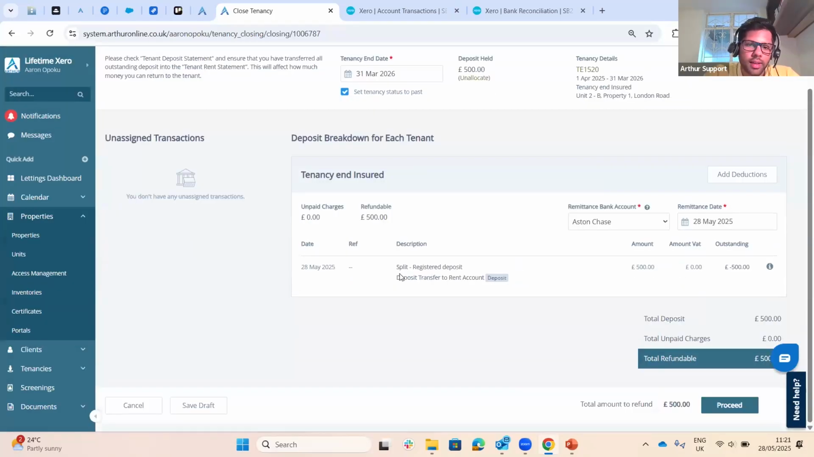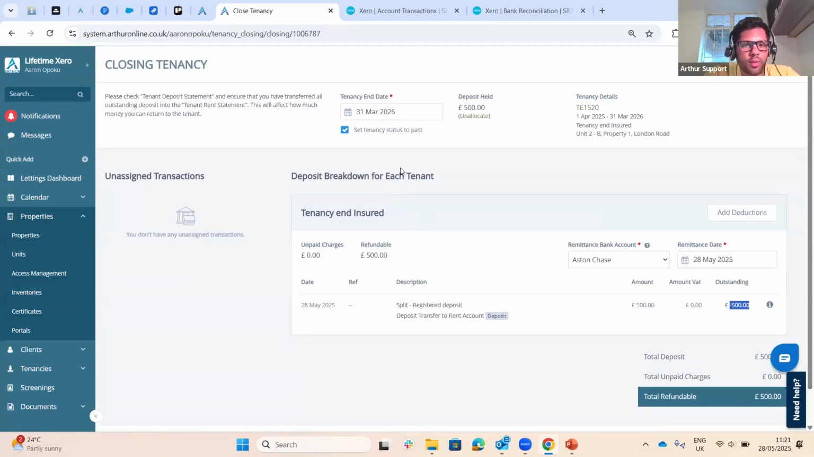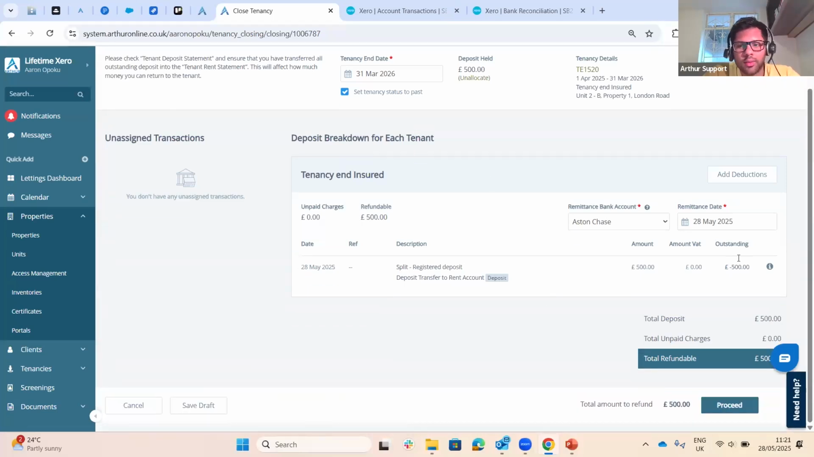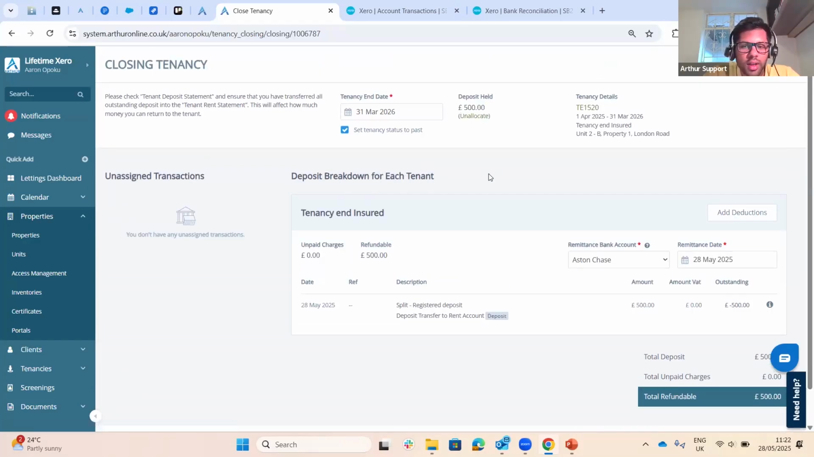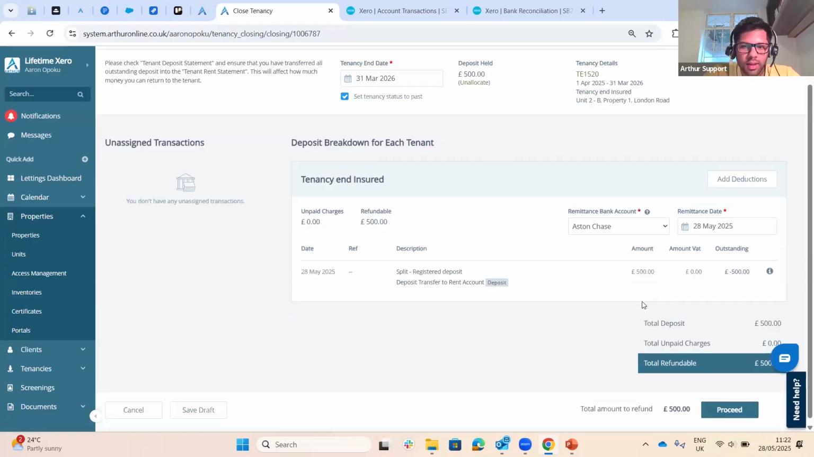So that will automatically create this transaction type, deposit transfer to rent account, £500, which is essentially the opposite transaction type to the registered deposit charge that we added at the start of the tenancy in the deposit statement. So that's the reason we say always add the full amount, because we need to balance off that liability. When we added the deposit charge at the start of the tenancy, we created a liability of £500. By adding now a deposit transfer, we're balancing off that liability to zero, which is why it's important you always add the full deposit amount in here.